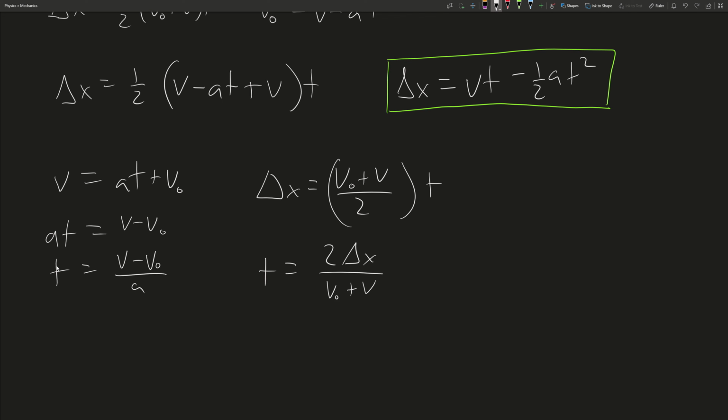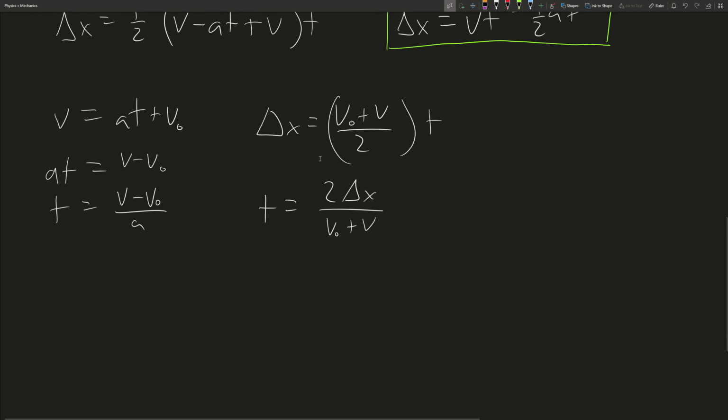Now, if you notice, both equations are equal to time, so we can set these equations equal to each other. And by doing that, we get that the difference in the velocities divided by acceleration is equal to 2 times the displacement divided by the sum of the velocities.